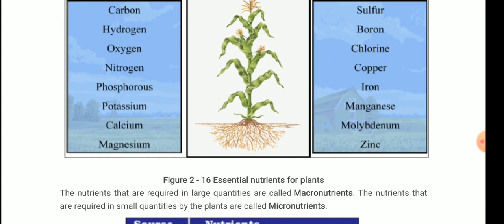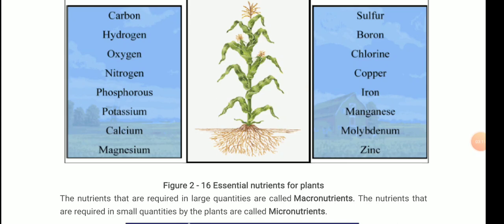Now these are called the essential nutrients, but these are also of two types: the nutrients which are required in large quantities and some which are required in less quantities. The nutrients that are required in large quantities are called macronutrients, whereas the nutrients that are required in small quantities by the plants are called micronutrients. Okay, so it is basically on the basis of quantity. If in less amount, then it is a micronutrient, and if it is required in large quantity, then it is a macronutrient. You can also understand as the name suggests, macro and micro. So these are some essential nutrients like carbon, hydrogen, oxygen, and out of these there are certain micronutrients and some are macronutrients. Clear? Remember, this definition is very important about macronutrients and micronutrients.